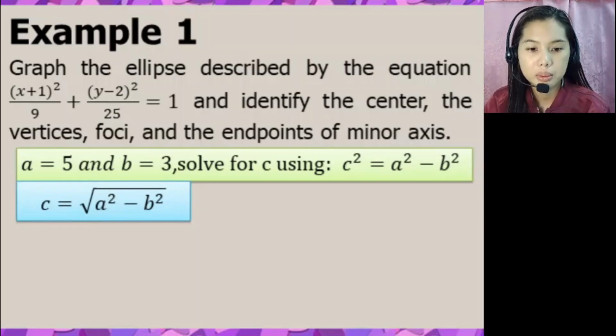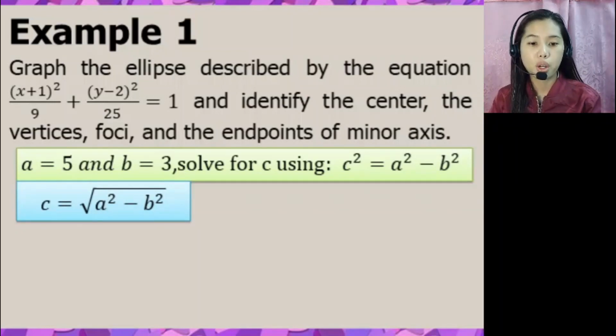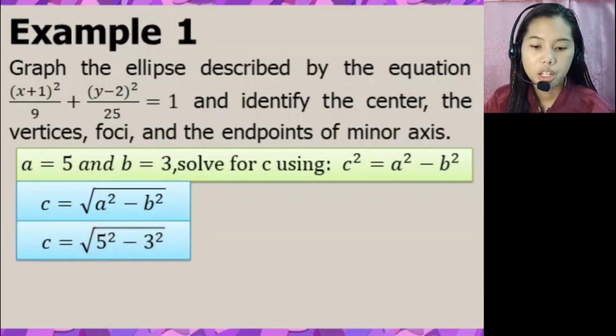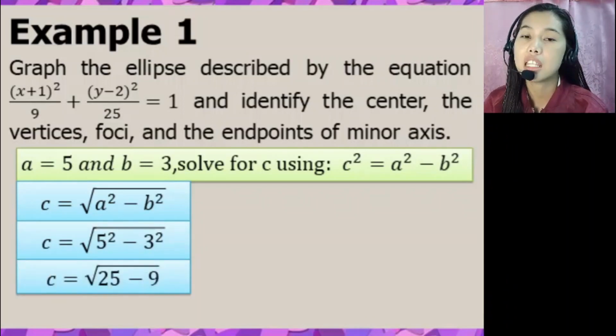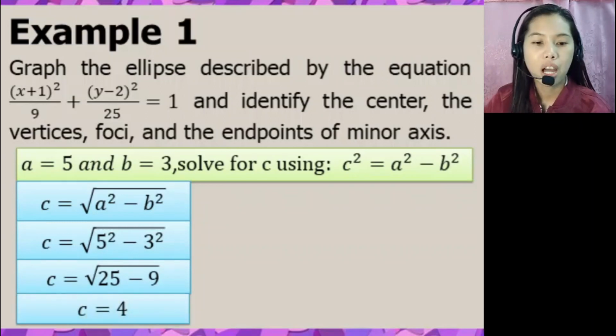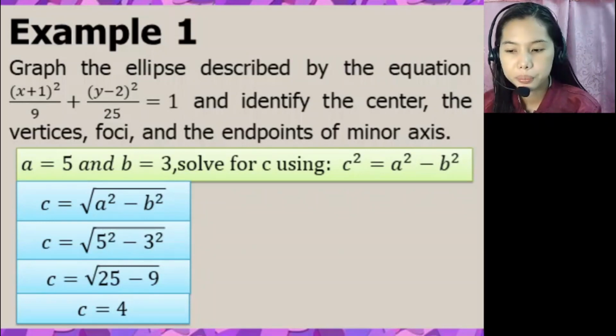We will now have c equals the square root of a squared minus b squared. So 5 squared is 25, 3 squared is 9. So 25 minus 9 is just 16, and the square root of 16 is 4. So now you already have your a, your b, and your c.